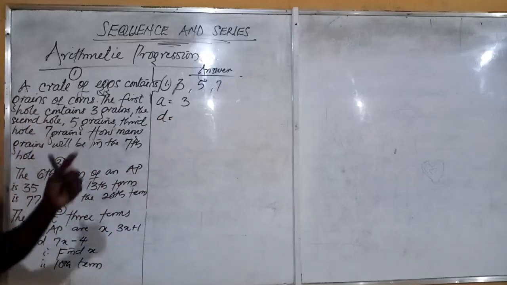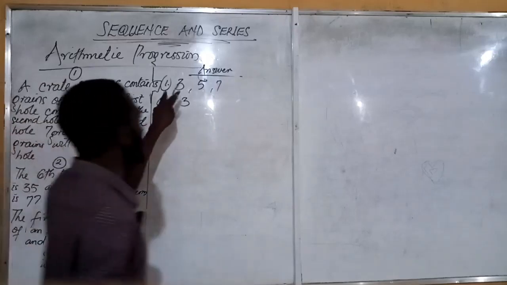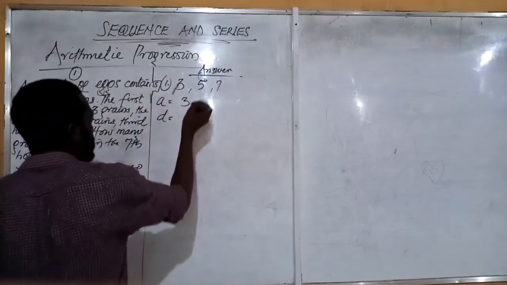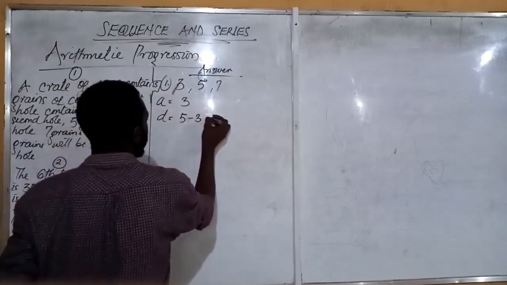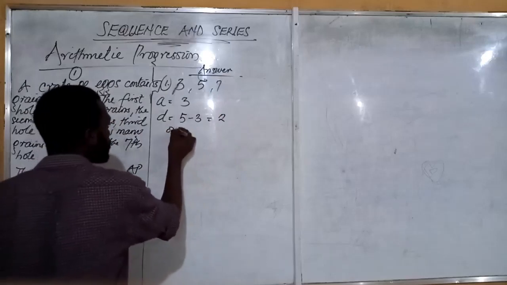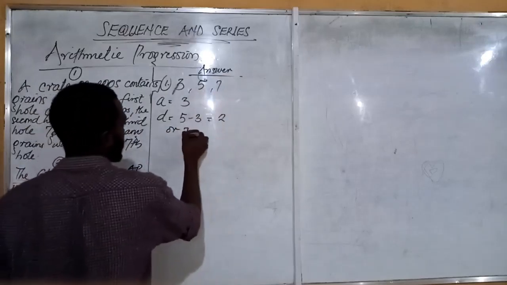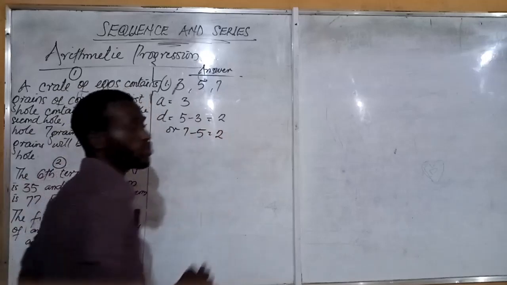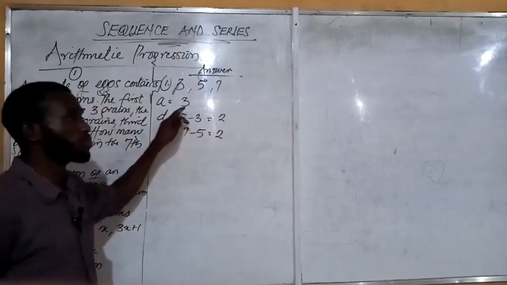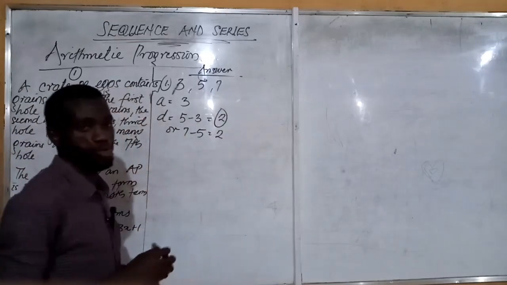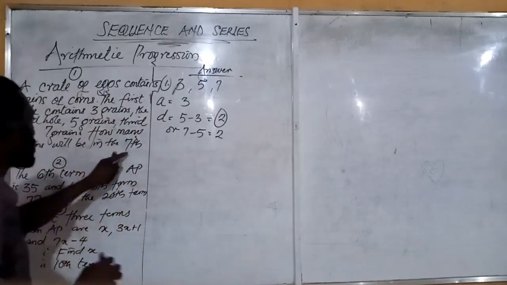Now, how did we get the common difference? By simply taking any 2 consecutive terms and subtracting them. So if I subtract 5 from 3, for example, I'll get 2. Or T3 minus T2, that is 7 minus 5, is equal to what? 2 still. So our common difference is basically subtracting any 2 consecutive terms. So I've gotten my common difference to be 2.